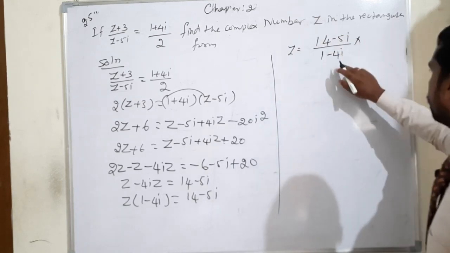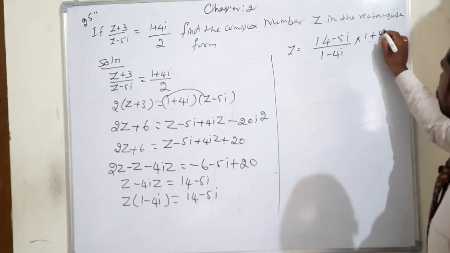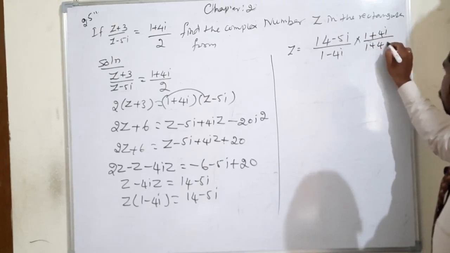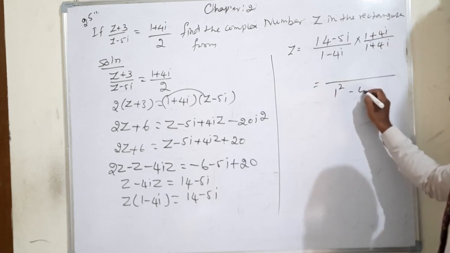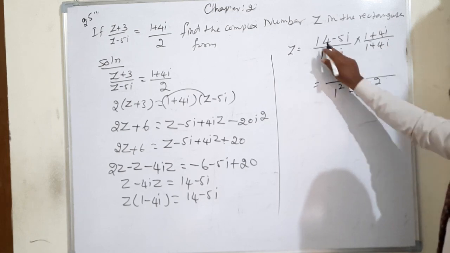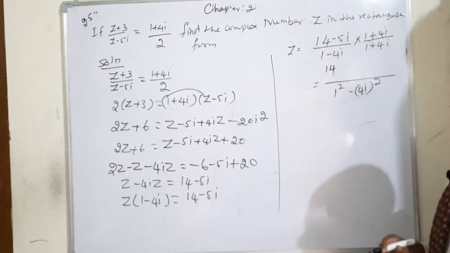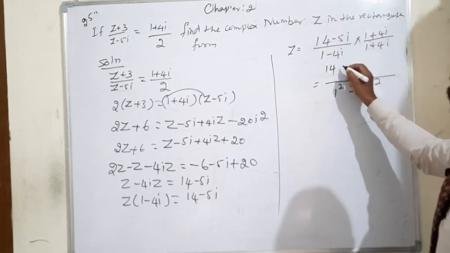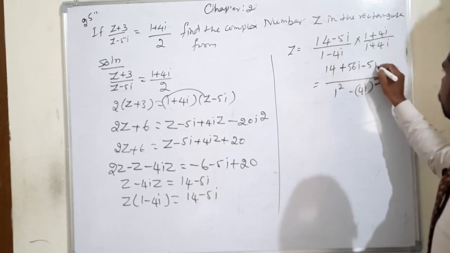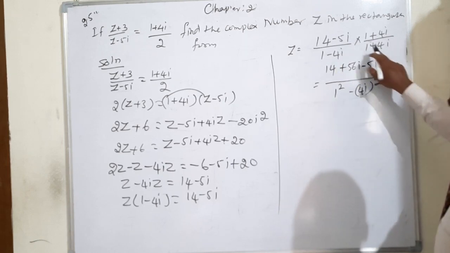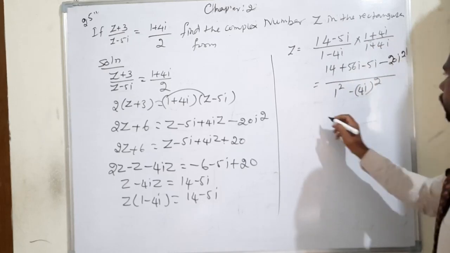Then for the conjugate, multiply both sides by (1 plus 4i) divided by (1 plus 4i). The denominator is in the form (a plus b)(a minus b), so it is a square minus (4i) whole square. Here, 14 into 1 is 14. Listen very carefully. 4 into 4 is 16, so 14 plus 16... 40 plus 16 is equal to 56, so plus 56i. Then minus 5i into 1 means minus 5i. Then plus into minus, minus 5 into 4, 20 i square.